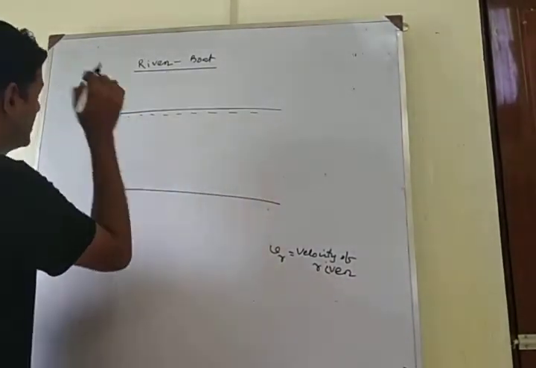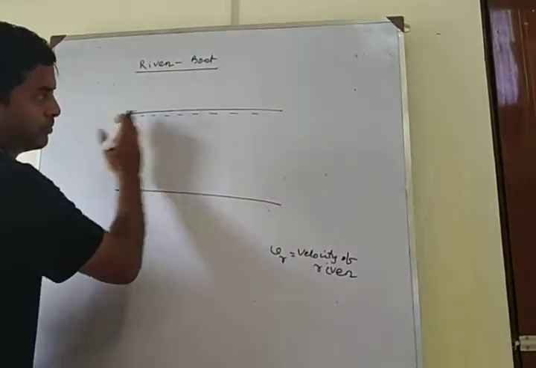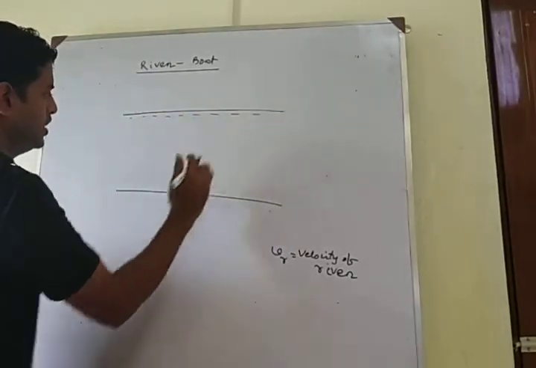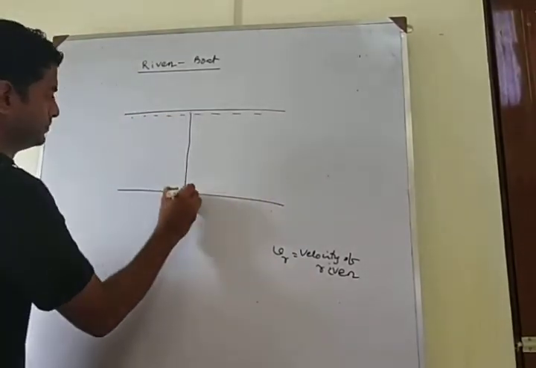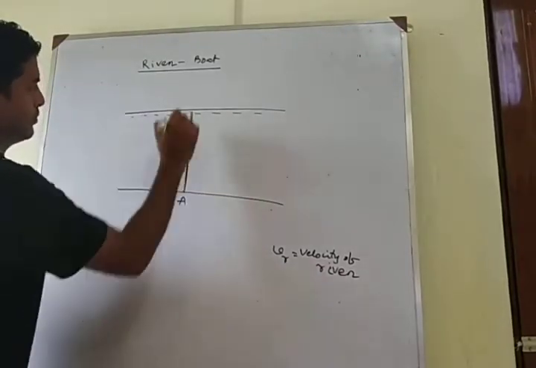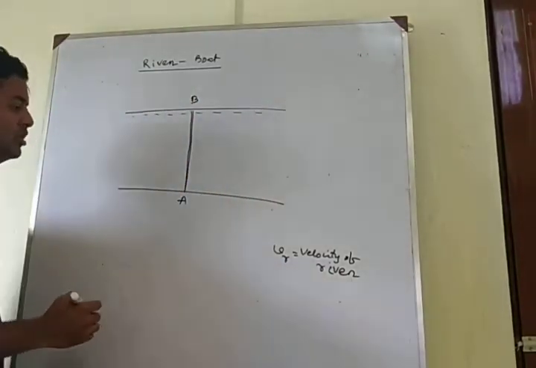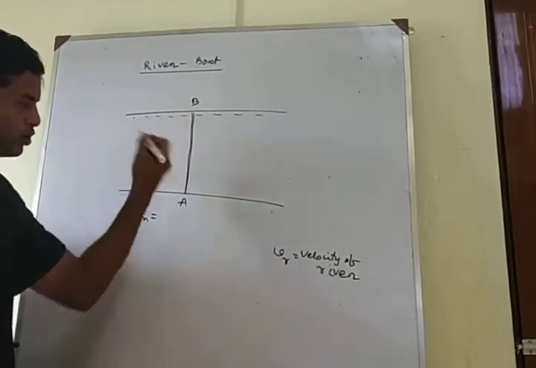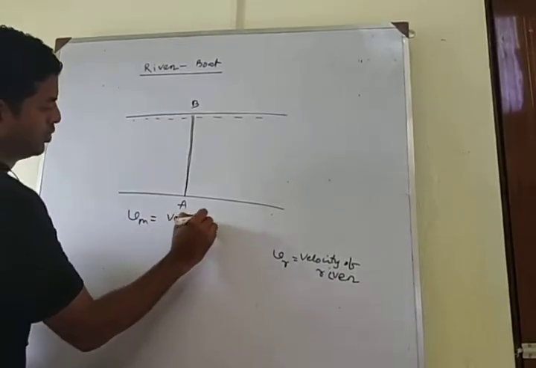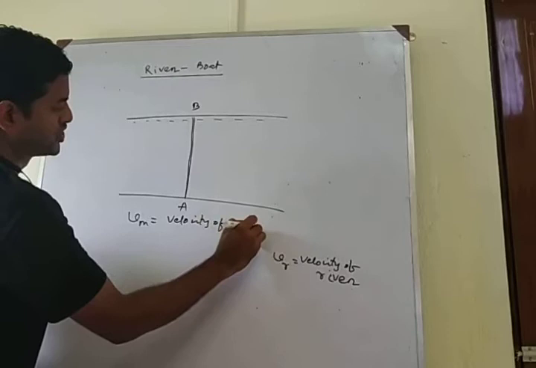So let's say the river is flowing from west to east. We have to cross the river. I'm giving some names. So Vm, let's say I want to cross the river. This is the velocity of man in still water.